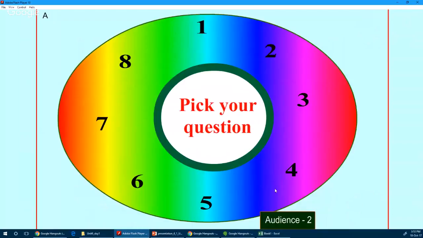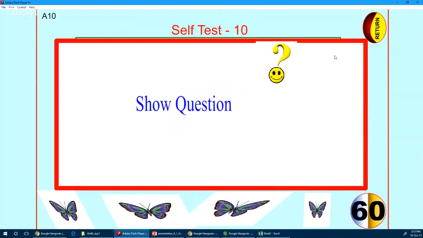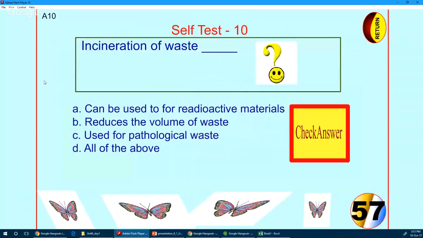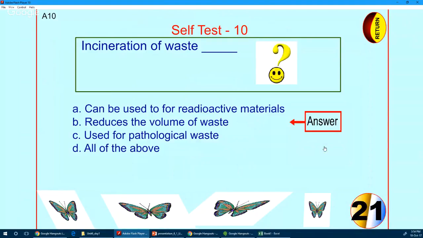And the very last question, be ready. Here is your question. Incineration of waste can be used for radioactive materials, reduce the volume of waste, used for pathological waste, all of the above. The right answer is it reduces the volume of the waste.